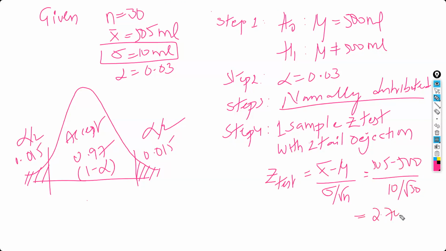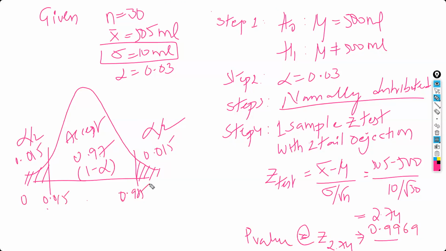2.74. Good. Now for 2.74, what is the p value? The p value at z of 2.74 from the z table. What is the value of the p value? 0.9969. Now this is 0 to 0.015. 0.015 plus 0.97, that is 0.985 up to here. It is again acceptance. This is rejection.